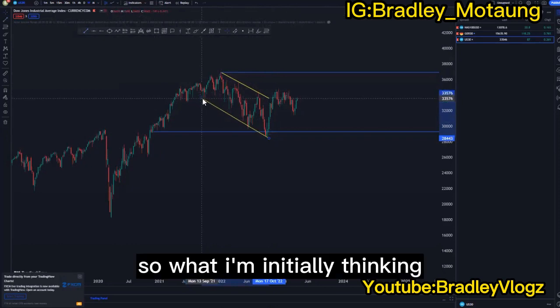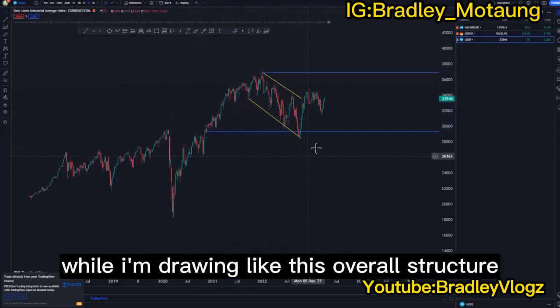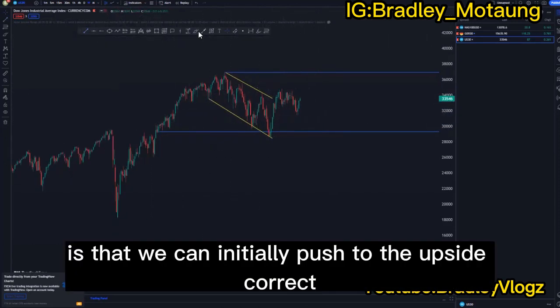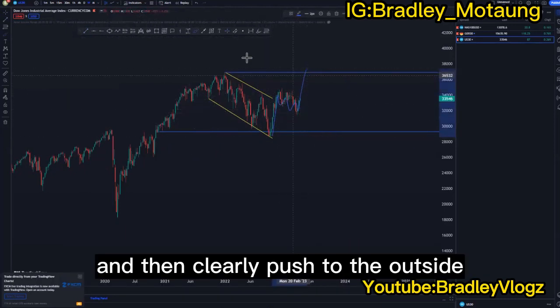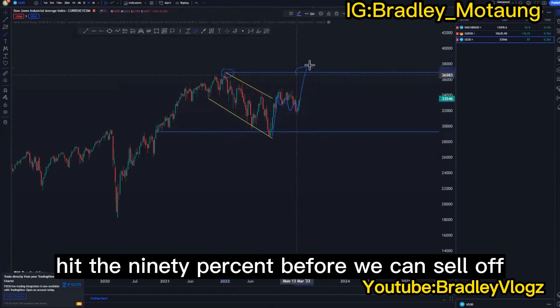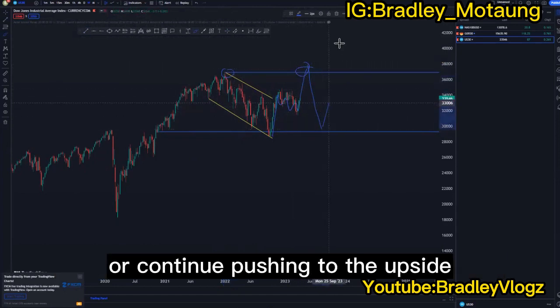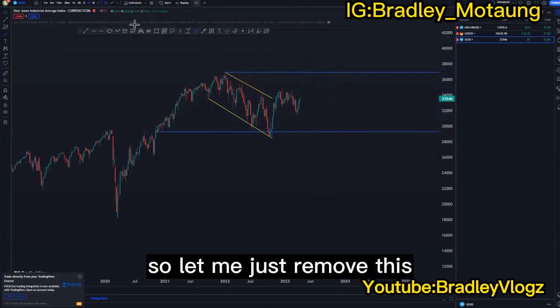So what I'm initially thinking while I'm drawing this overall structure is that we can initially push to the upside, correct, and then clearly push to the upside, hit the 90% before we can sell off or continue pushing to the upside. So let me just remove these.